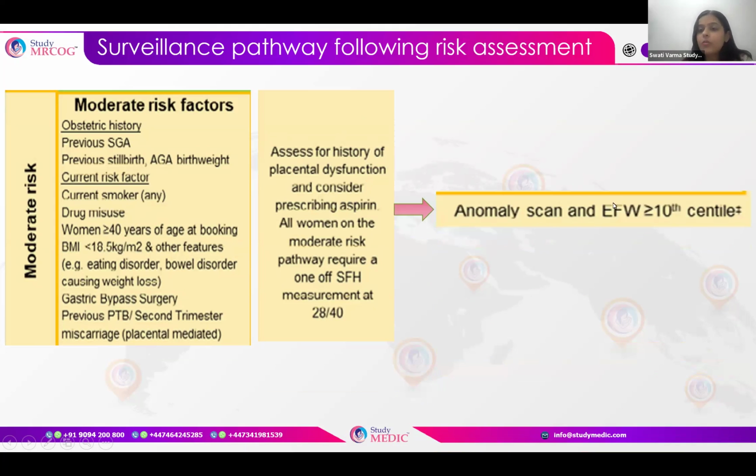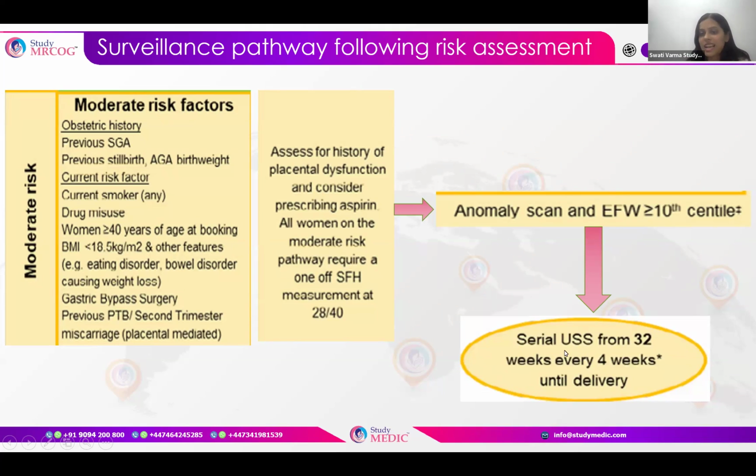And then if fetal weight was more than 10th centile on the mid-trimester anomaly scan, they have to undergo serial ultrasound scans from 32 weeks onwards every month, that is every 4 weeks until delivery. So for all moderate risk women, one SFH measurement will be carried out at 28 weeks. And then if all is good, from 32 weeks you have to summon them for serial ultrasound scanning every 4 weeks until delivery. In low risk women, no ultrasound scan was required. Only SFH measurement was to be continued till delivery. Here, serial ultrasound scans from 32 weeks every 4 weeks until delivery.